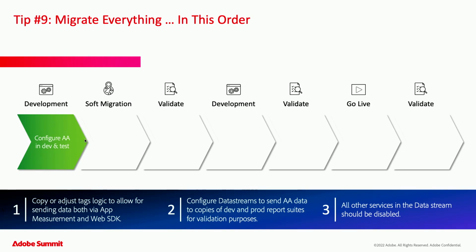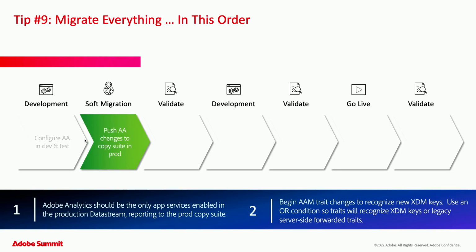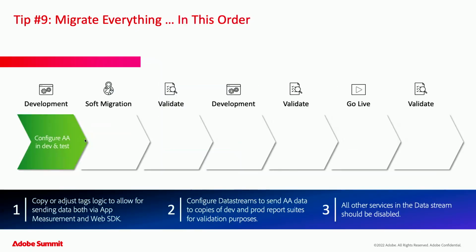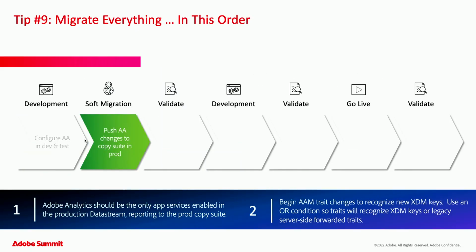And we recommend that you have companion report suites for the WebSDK in both development and production. So then what you would do is roll out in production using the kind of scenario that I outlined here. You've got your legacy solutions on one page, and you've also got WebSDK, but the WebSDK is reporting data into a separate analytics report suite.